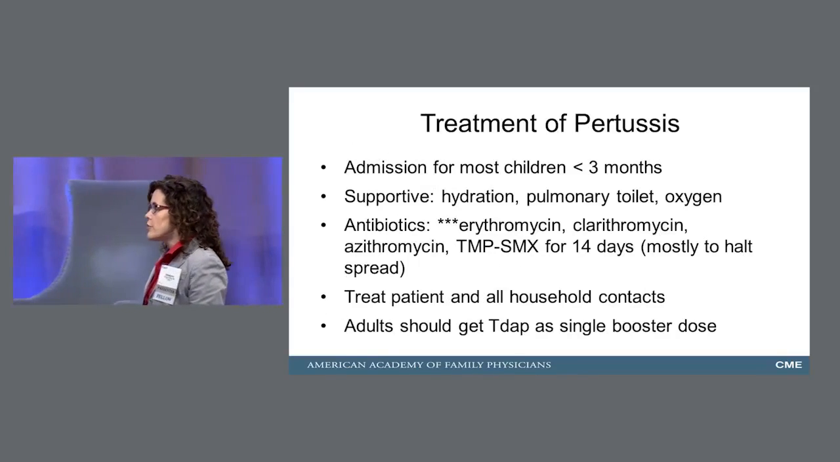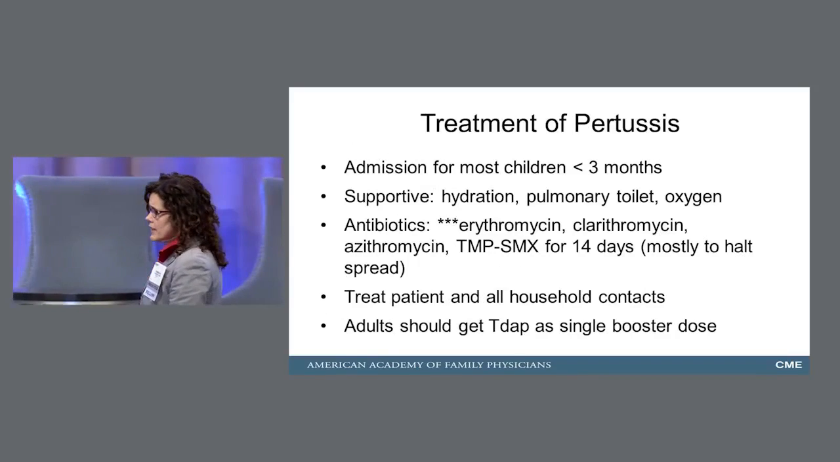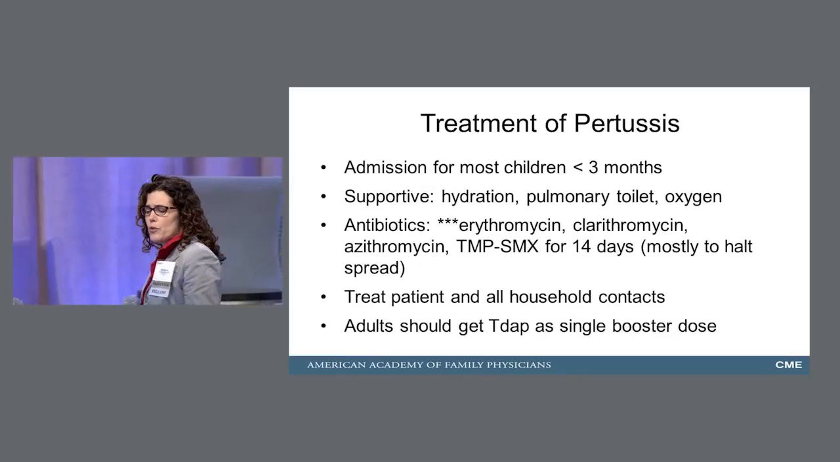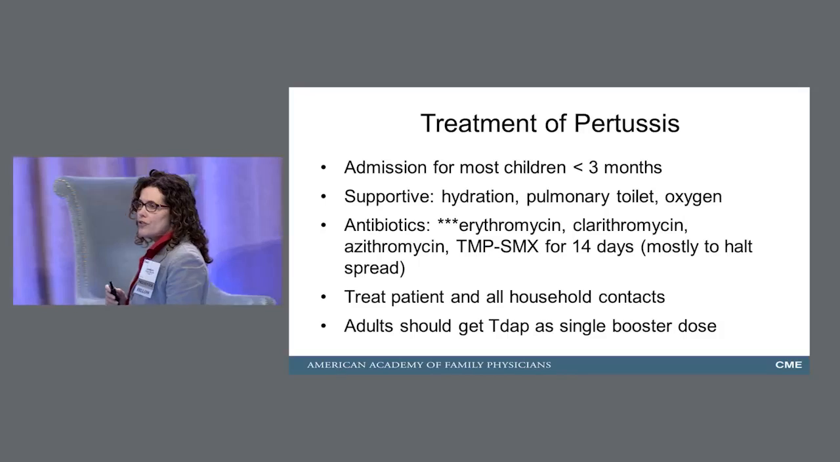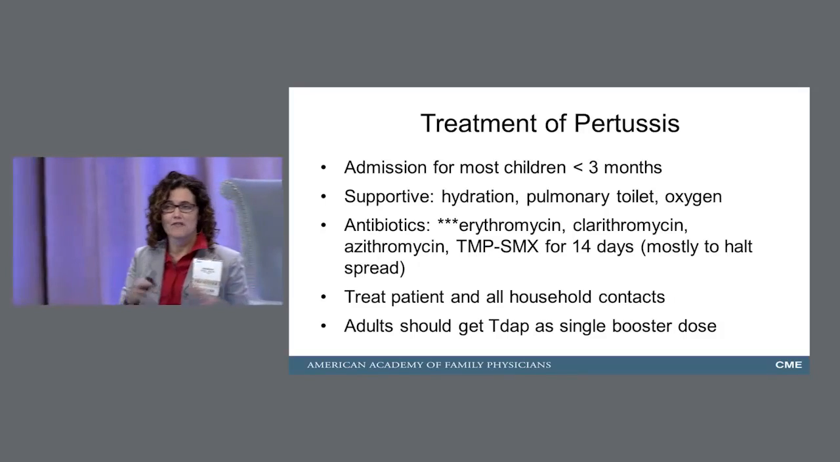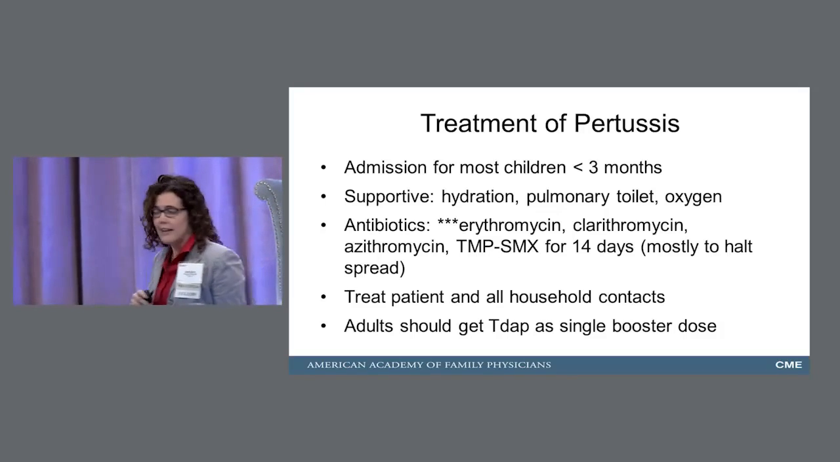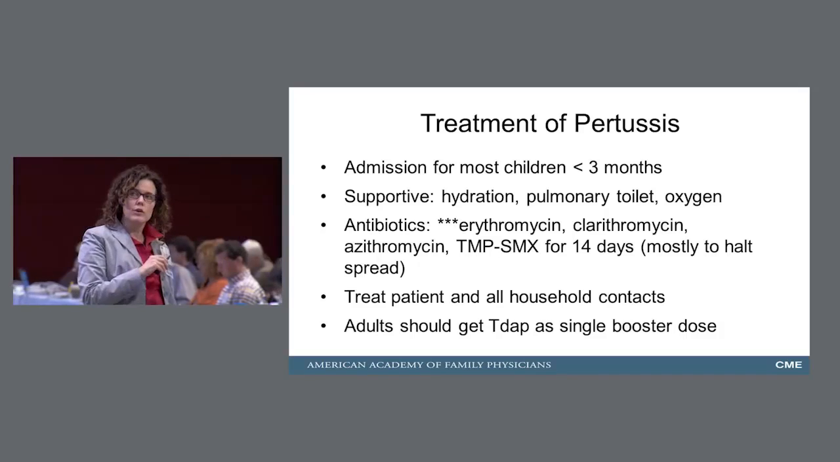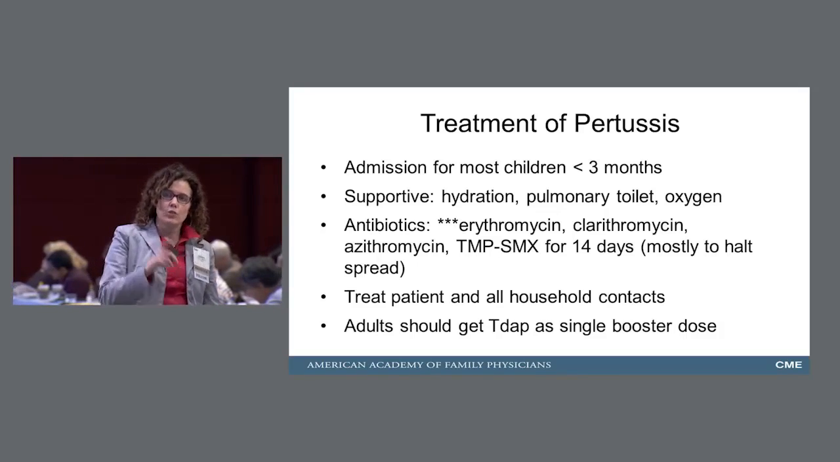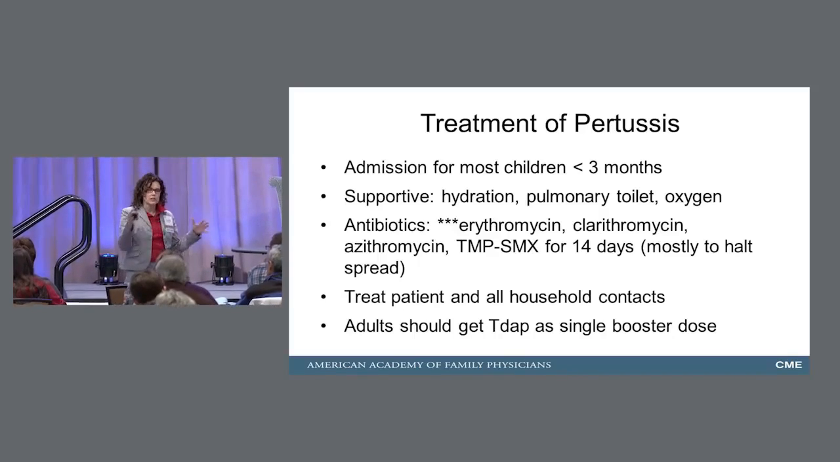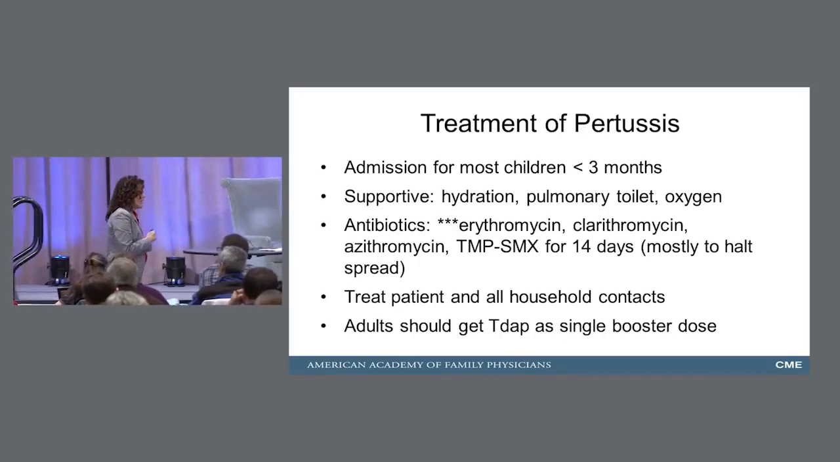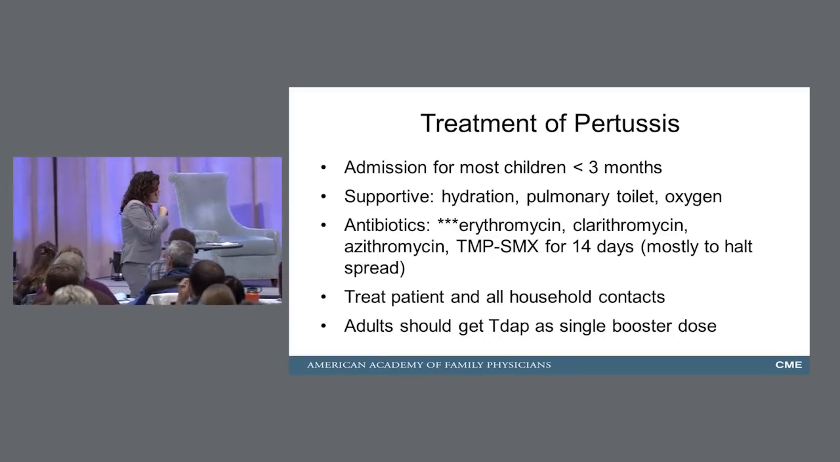The treatment, if they're under 3 months, you're going to admit them. It's supportive care. You do treat them with erythromycin. You can do clarithromycin, azithromycin, mostly to halt the spread. It doesn't necessarily fix the pertussis, it halts the spread. You do need to treat all household contacts. And of course, we talked about the Tdap as a single booster dose. Of course, you give it to your moms to make sure that that child is protected in those first couple months. Just something to keep in mind.